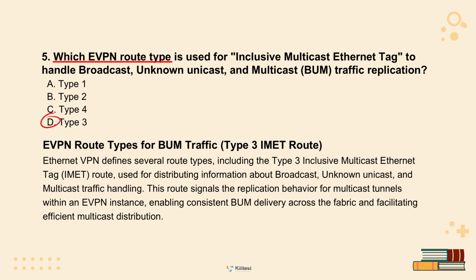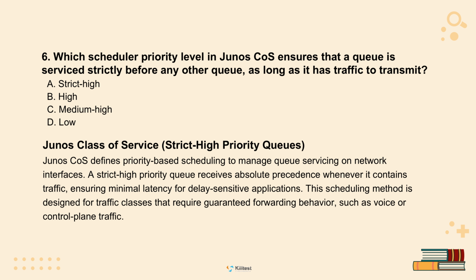A mechanism for efficiency. Let's switch to quality of service then. Guarantees. When you're dealing with critical apps, voice, control traffic, you need an absolute guarantee of minimal delay. In Junos class of service, which scheduler priority level ensures a queue is serviced strictly before any other queue? You are describing the strict high priority level.